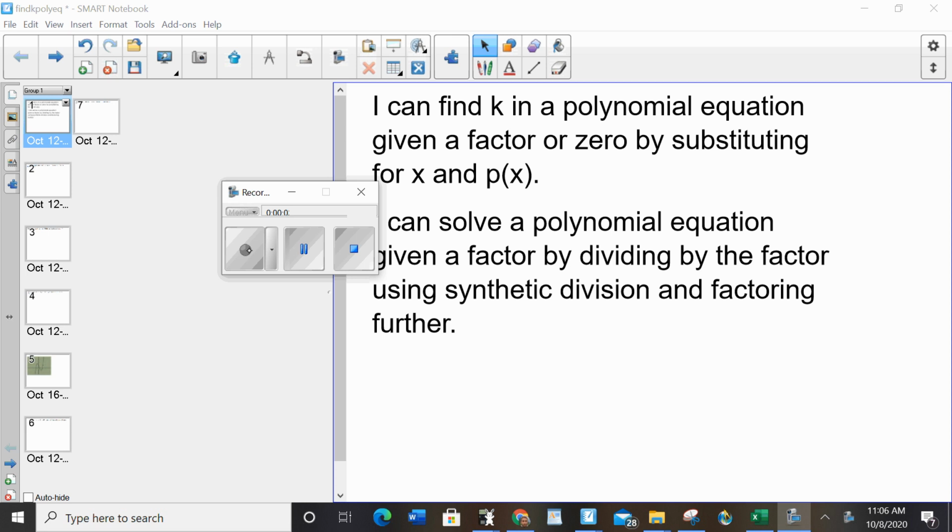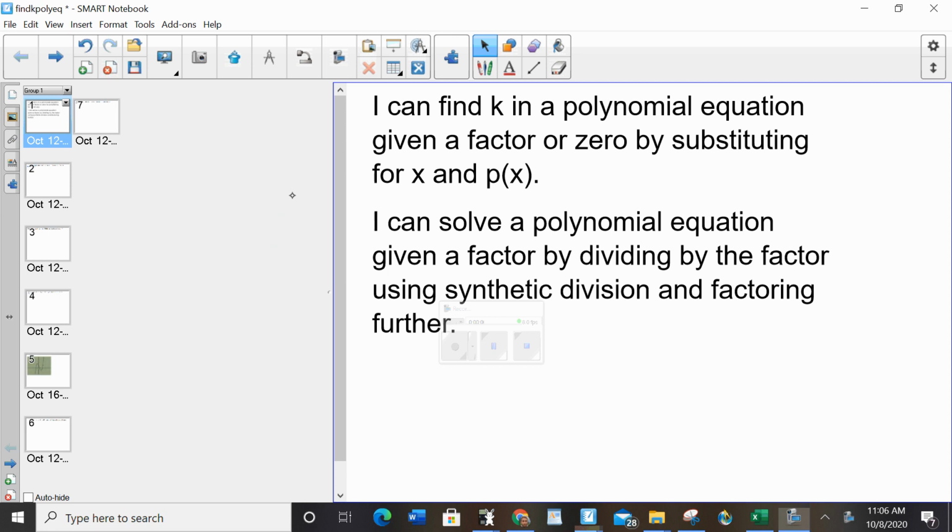Hello, this is a little bit of a challenging lesson, so it's got kind of two I can statements here. I can find k in a polynomial equation given a factor or zero by substituting for x and p of x. And I can then solve a polynomial equation given a factor by dividing by the factor using synthetic division and factoring further. So this is like a 4-point question on the regents right here.